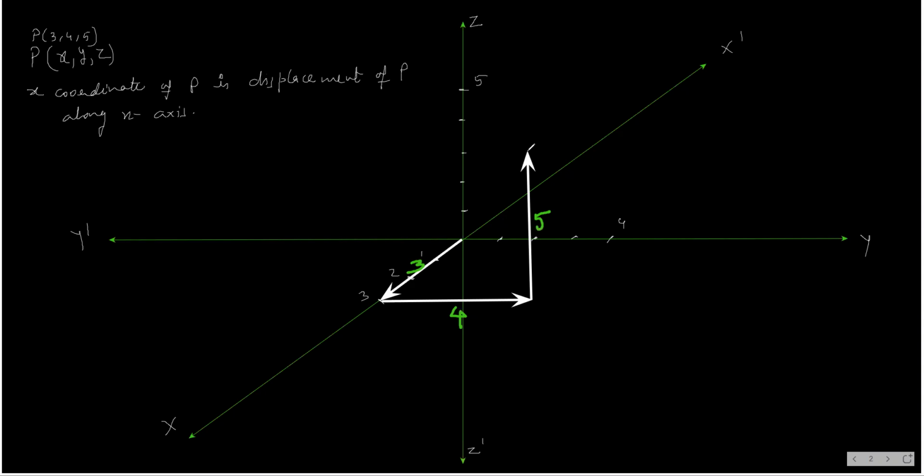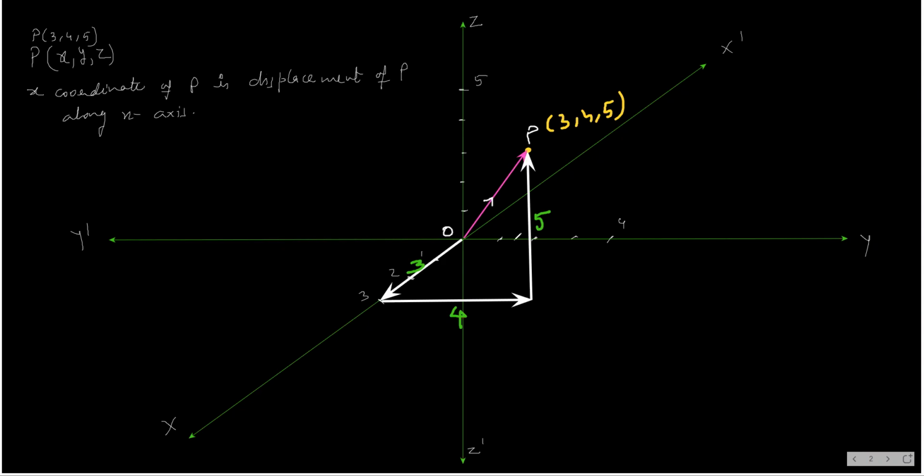Point P would be somewhere here. This is point P. 3, 4, 5. And if I join this point P with the origin, I will get this as OP bar. This is vector OP bar. You see this vector OP bar?